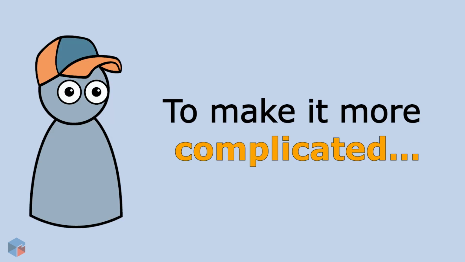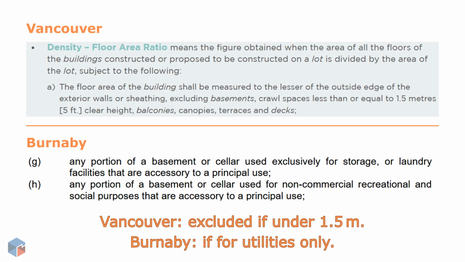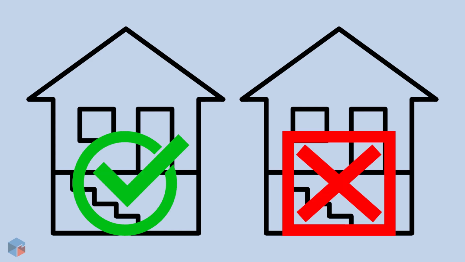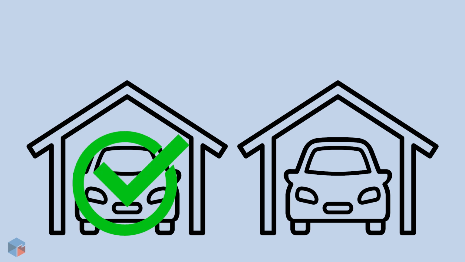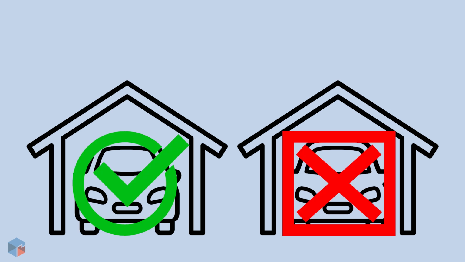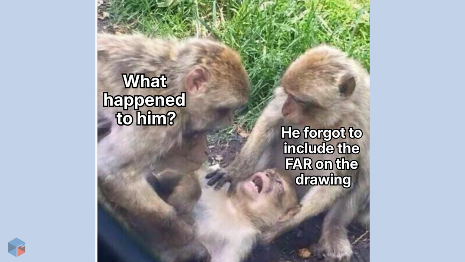And to make it even more complicated, cities include or exclude different parts of the building in their floor area calculations. Some count basements, some don't. Some include garages or mechanical rooms, and others don't. These small differences can make a big impact on your design.